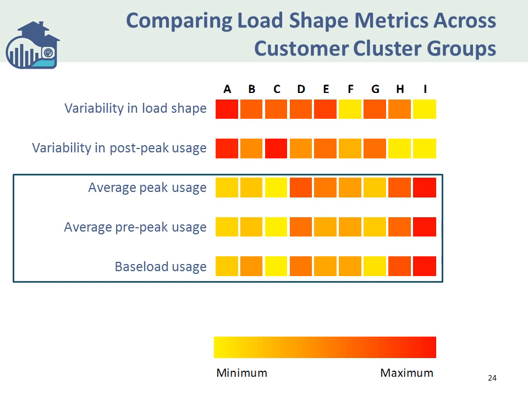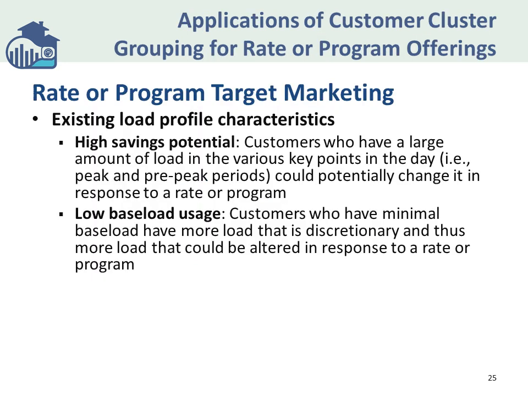groups. For example, group I has the greatest average peak period and pre-peak period usage, as well as base load usage. In contrast, group C has the lowest levels for these same 3 characteristics. And in general, the other groups have very similar relative magnitude of each of these 3 characteristics, as you can see from consistent coloring.